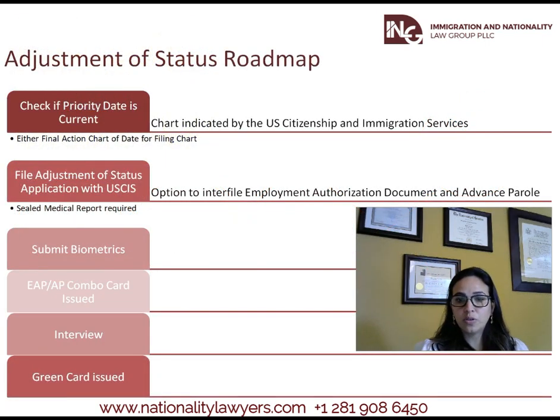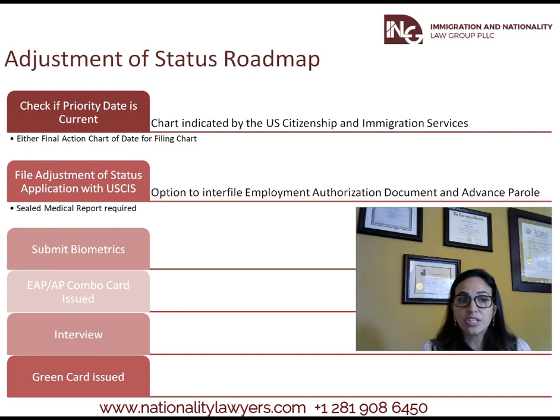So the most common type of process, the last step of the green card application, is called the adjustment of status, meaning someone is in the United States with a visa, usually a non-immigrant visa, and this person is adjusting, meaning she is changing from a non-immigrant to an immigrant visa holder. This is different from a change of status, which is changing from a non-immigrant to another non-immigrant visa category.